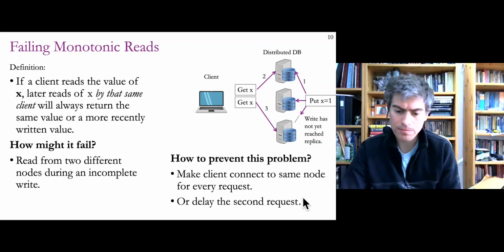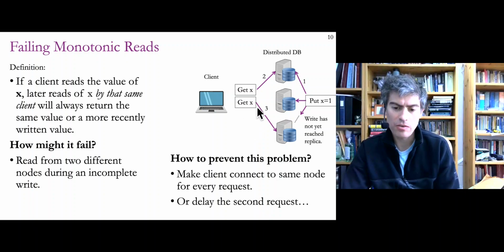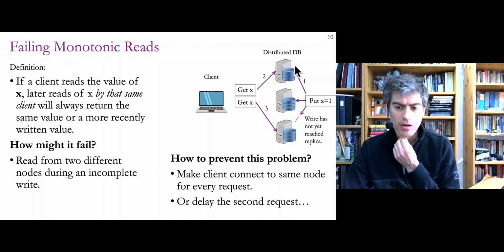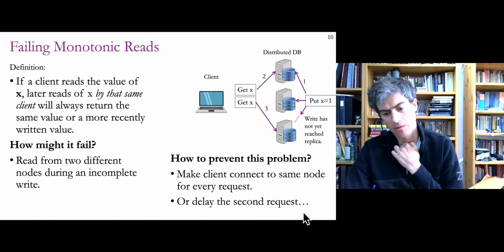Another approach is to delay the second request. So this GET request, somehow this second GET request was too fast, right? Because if I waited long enough, of course, eventually this write would have completed across all these nodes, but I didn't. I went very quickly, and this timing was essential to get this problem. So if somehow I delayed the second request, I could make this work. Now, how we delay it, we'll talk about later.